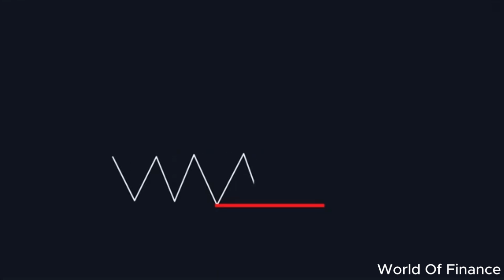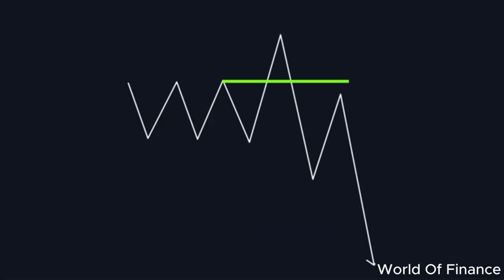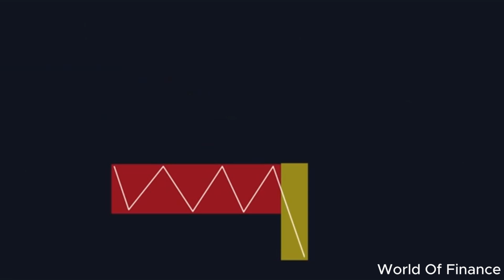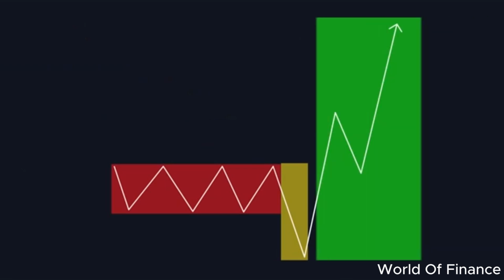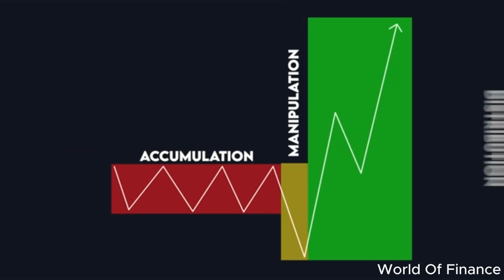If the chart is going to move higher, it needs to manipulate to the downside first. If the chart is going to move lower, it needs to manipulate to the upside first. Once price manipulates in either direction, it tends to skyrocket to the opposite direction, which is the distribution, which gives us accumulation, manipulation, and distribution. Or in other words, AMD.